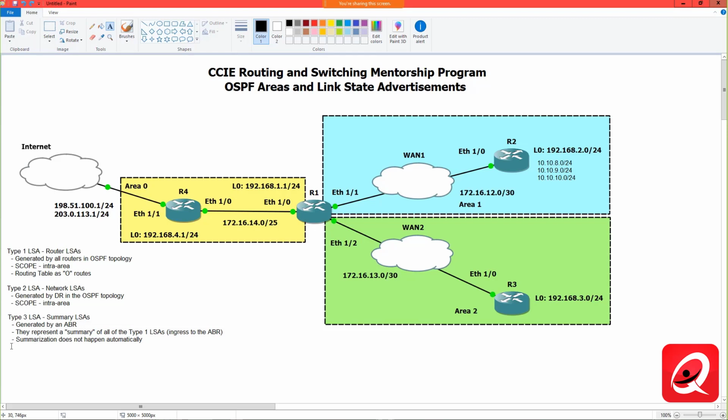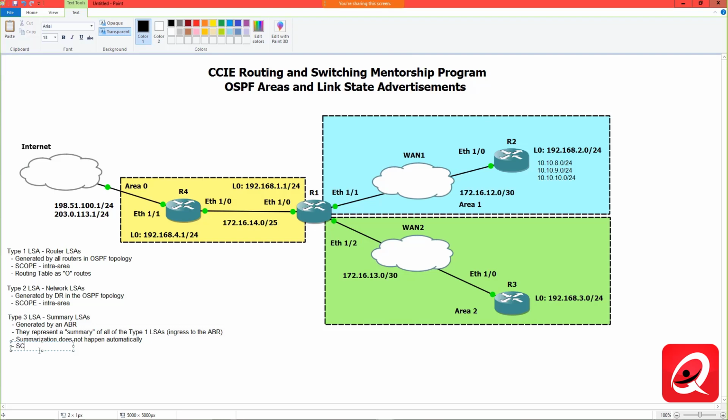So I did forget to write one thing here. I didn't write the scope. So let me add that real quick. The scope of a type 3 LSA is inter-area.